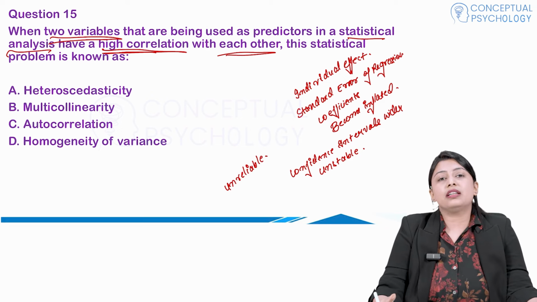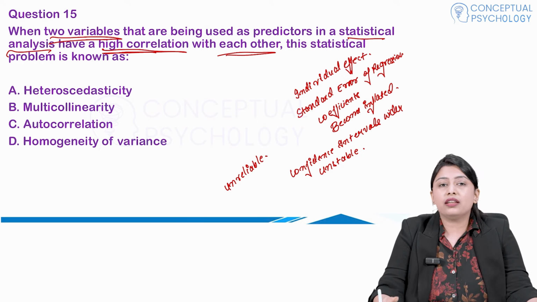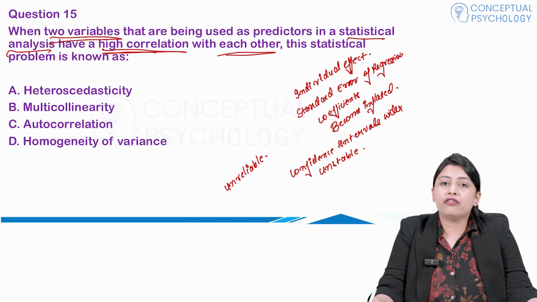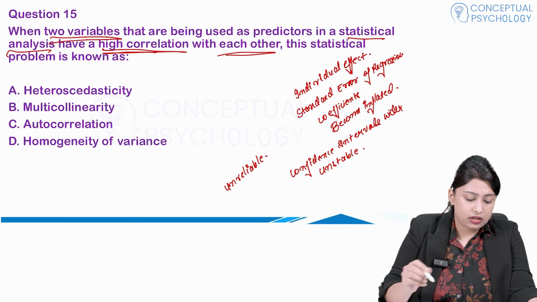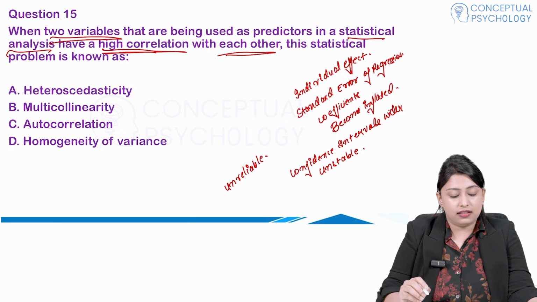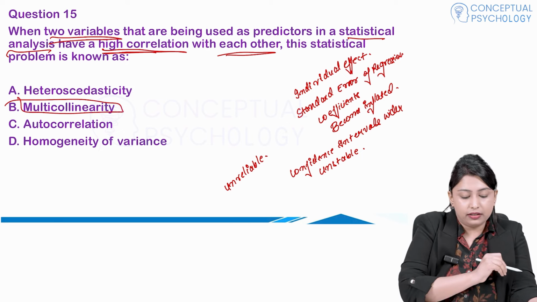So this problem is detected using measures like variance inflation factor, VIF, or tolerance values. So here the correct answer is multicollinearity.